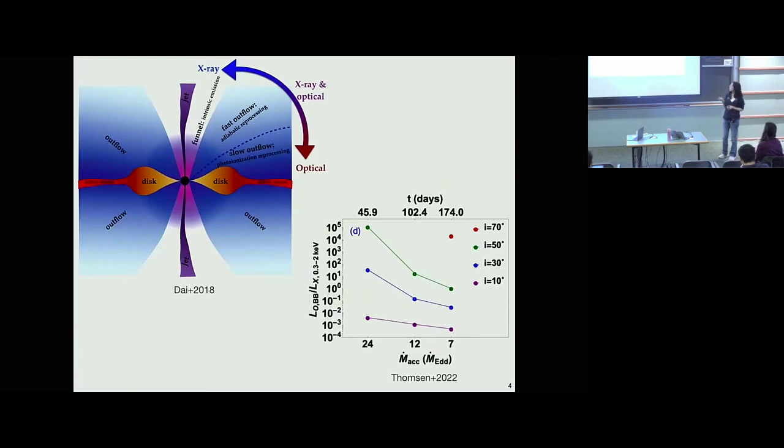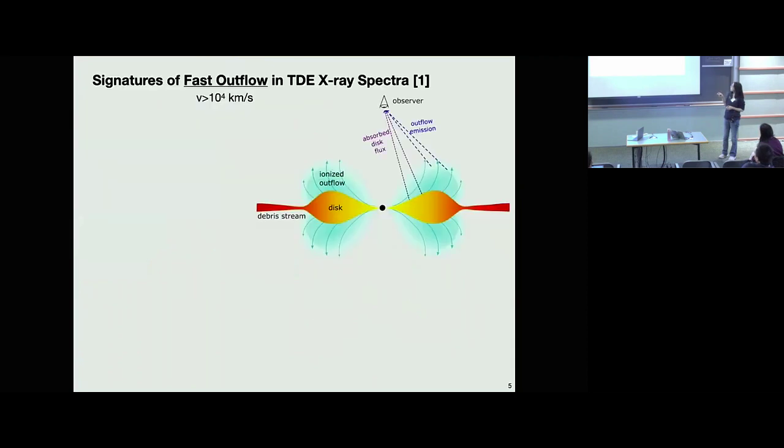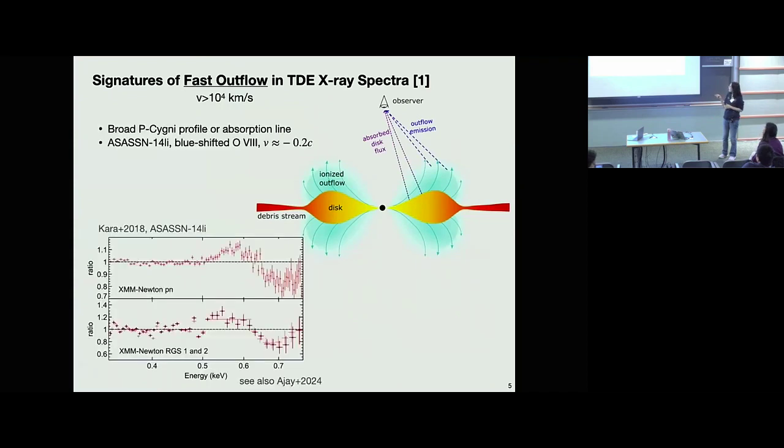Another very interesting prediction under this super-Eddington accretion picture is the existence of fast and slow outflows. If you imagine some ionized outflowing material above a continuum source of disk emission, the outflow will create both absorption and emission features at different energies depending on the velocity. The very first evidence of fast outflows in a TDE X-ray spectrum was reported in ASASSN-14li, where you see a strong P Cygni profile signature with the absorption minimum at about 0.7 keV. This can be attributed to oxygen VIII, blueshifted by 0.2c.